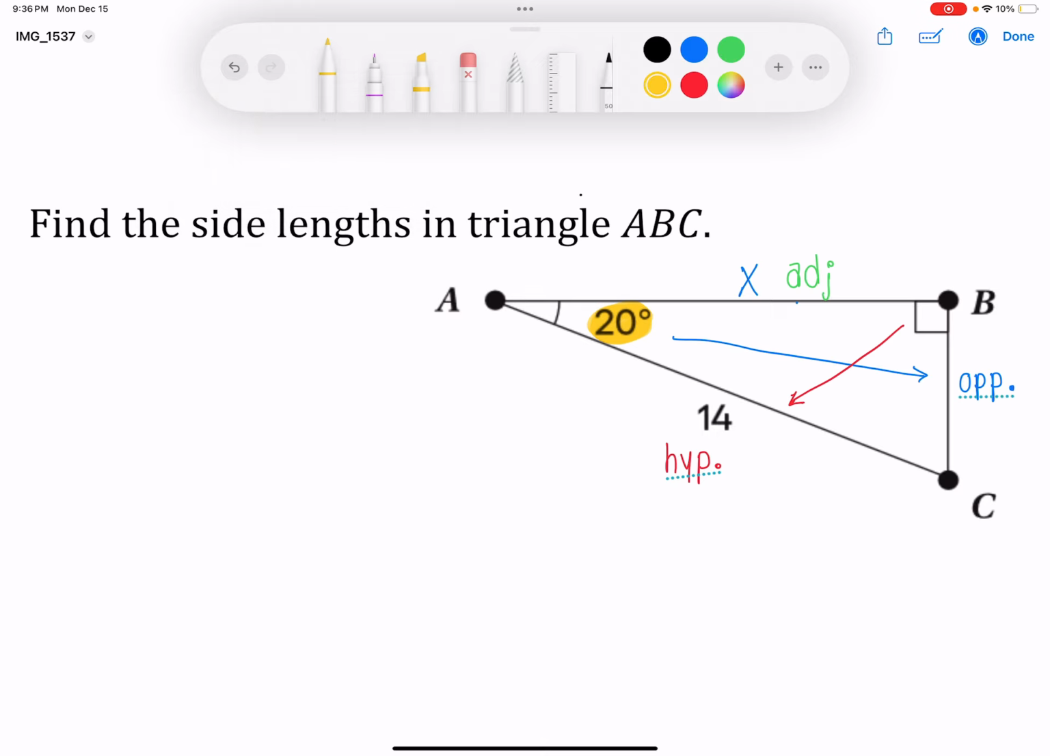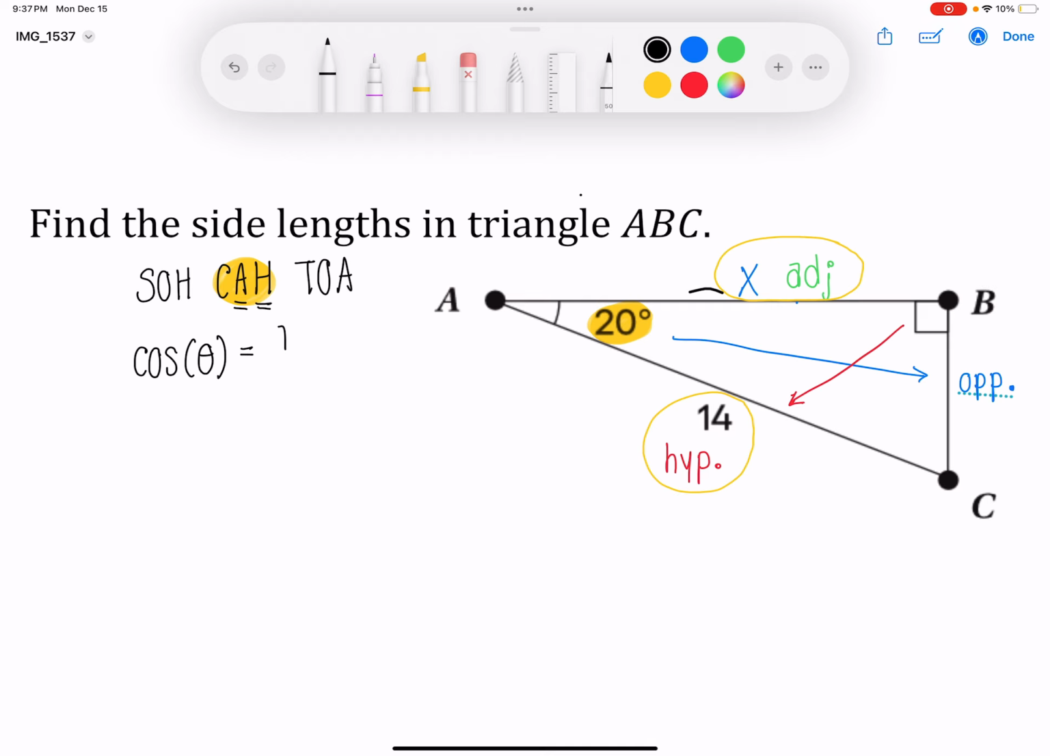And now we're going to circle the information that we know, which is the hypotenuse, and the information that we need to know, which is the adjacent side. And here I'm going to write SOH, CAH, and TOA. What we know is the hypotenuse, H, and what we need to know is A. So we're looking at CAH. And CAH stands for cosine of some angle measurement theta is equal to adjacent over hypotenuse.